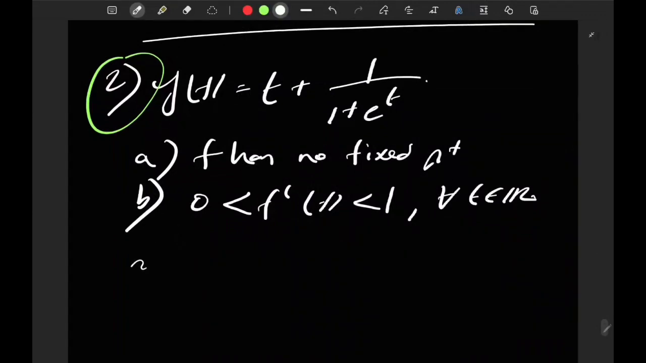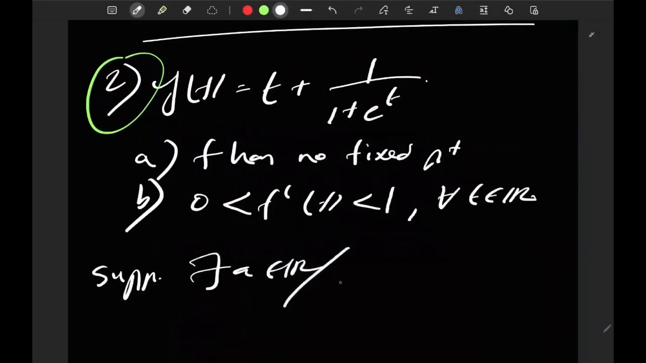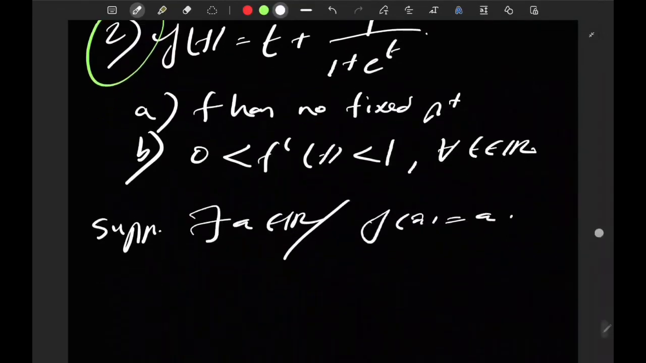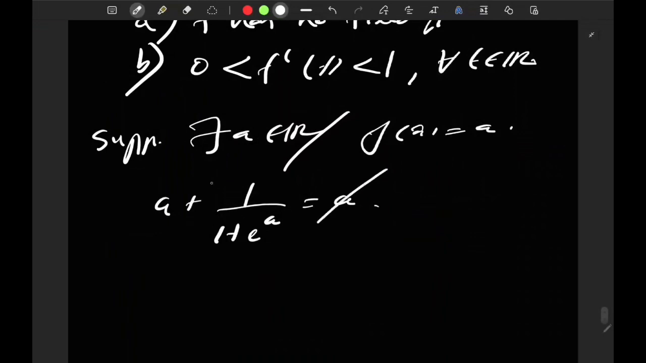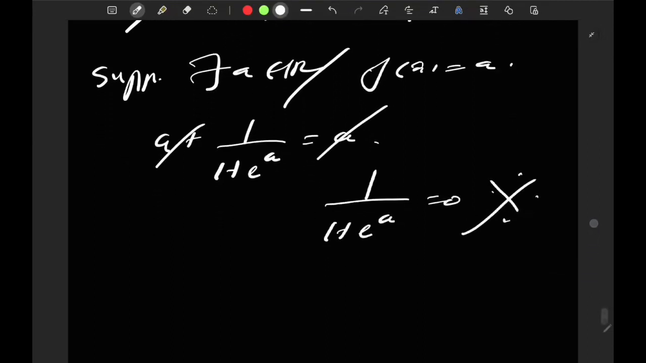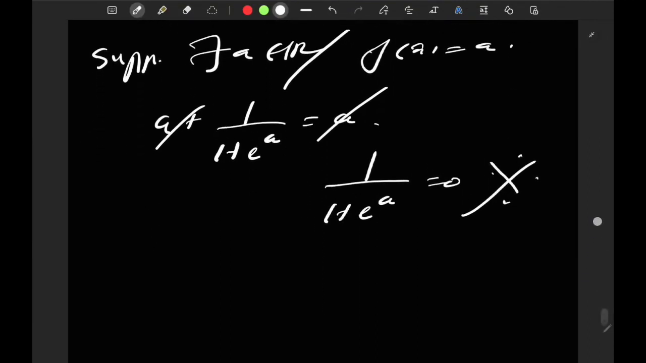Part A: f has no fixed point. Suppose there exists some a in R such that f of a is equal to a. What does this mean? I know what f is, so let's just write down f of a: a plus 1 over 1 plus exponential a equals a. This implies that 1 over 1 plus exponential a equals 0, and this is obviously a contradiction. So f cannot have a fixed point. That's part A.